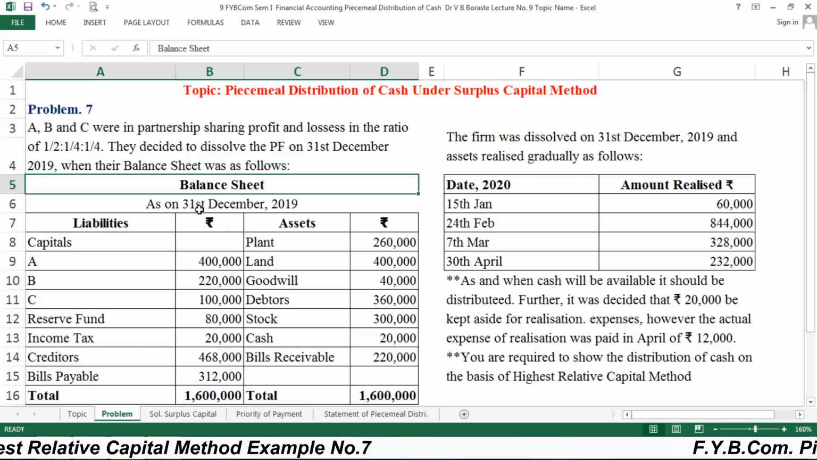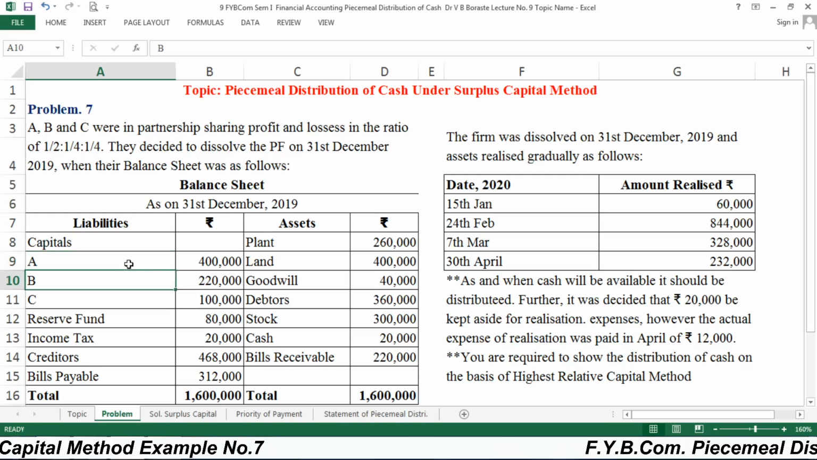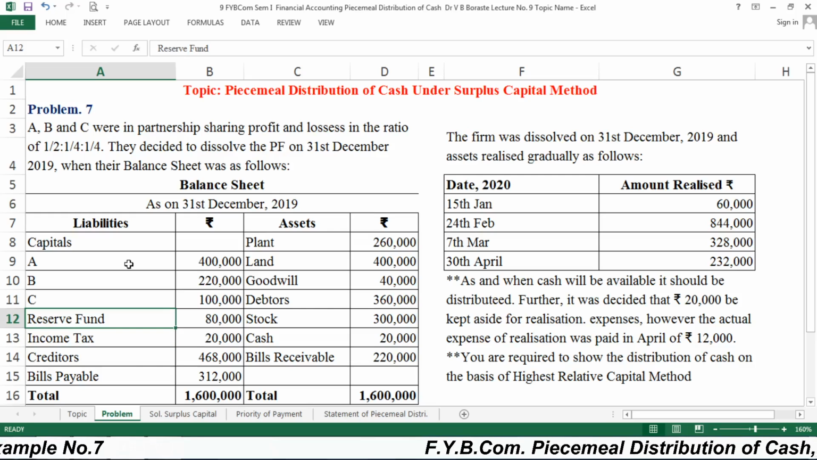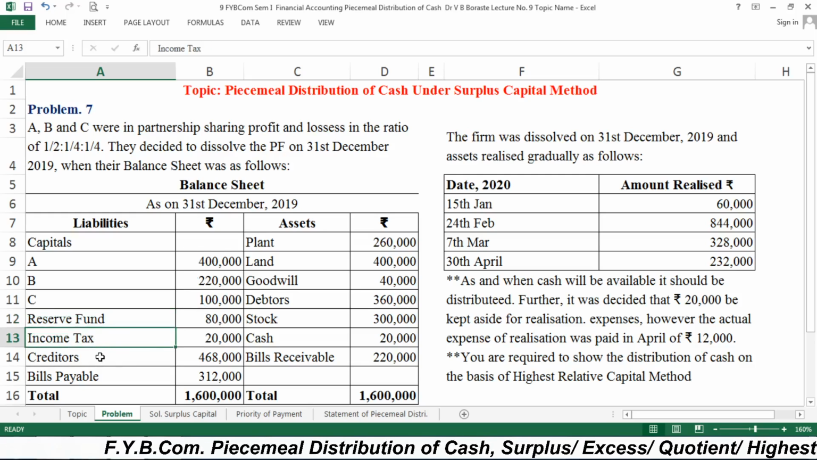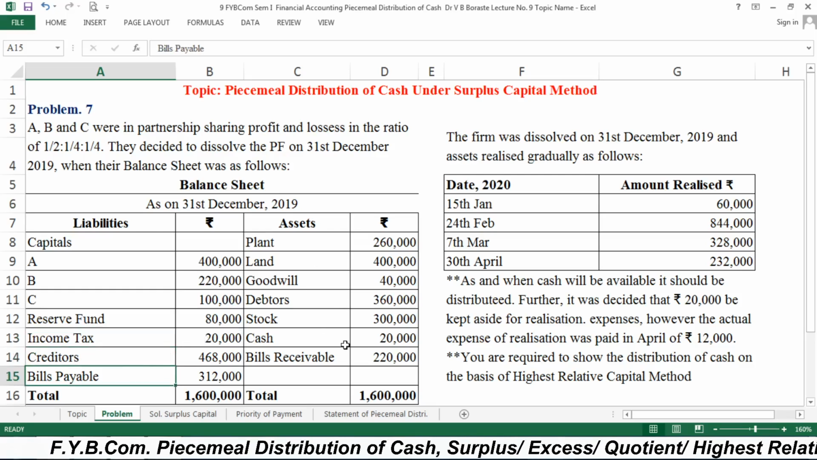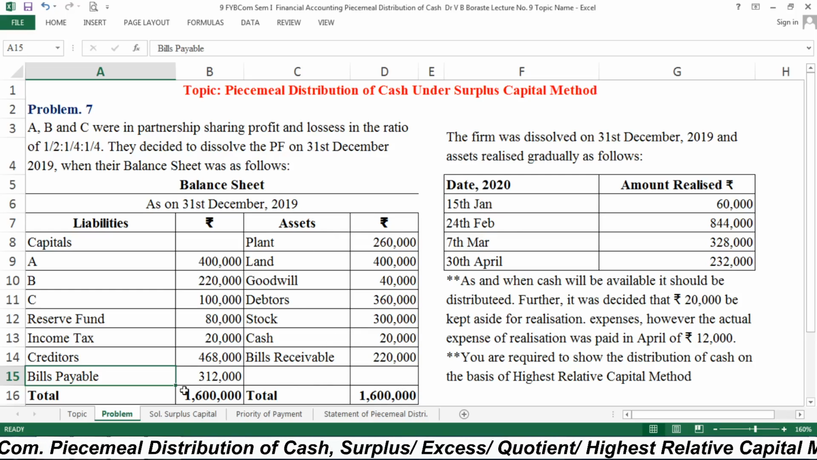Here is the balance sheet as on 31st December 2019, and here are some liabilities with the capital. After that, there is a reserve fund of rupees 80,000. As I mentioned in an earlier video, the reserve fund, general reserve, or profit and loss account given on the liability side is owned by the partners, and it should be distributed among the partners. So here we will distribute this reserve fund into the partners' capital. After that, there is third party liability, that is income tax, creditors and bills payable. With this we have some assets as well as cash. On the asset side, we have assets equal to liabilities.